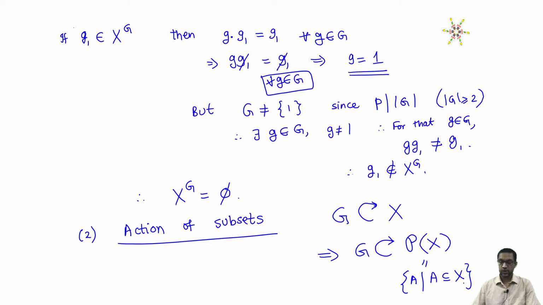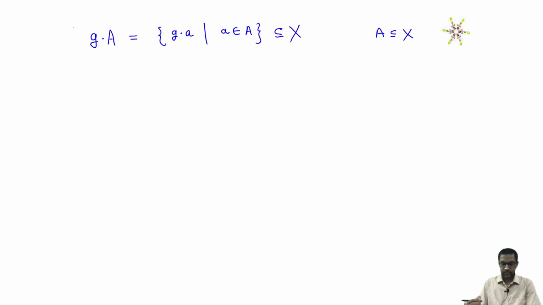So I can construct an action on subsets, and what's the action? Well, it's just the element-wise action. Recall again that the action on subsets is defined like this: a group element g acting on a subset A, where A is assumed to be a subset of the original set X. How does g act on this subset A? It just acts element-wise. It's the set consisting of g·a, where a ranges over all elements of A. This is going to be a new subset, and this is the action.